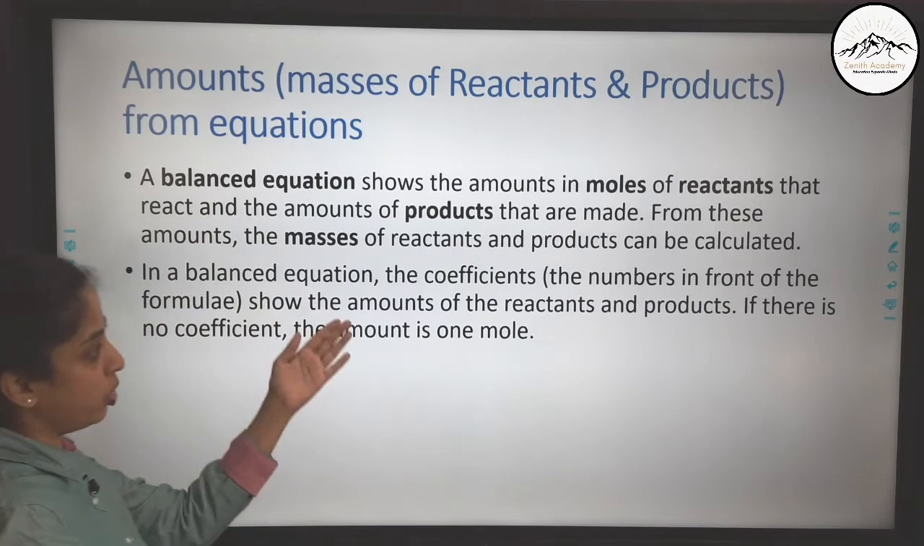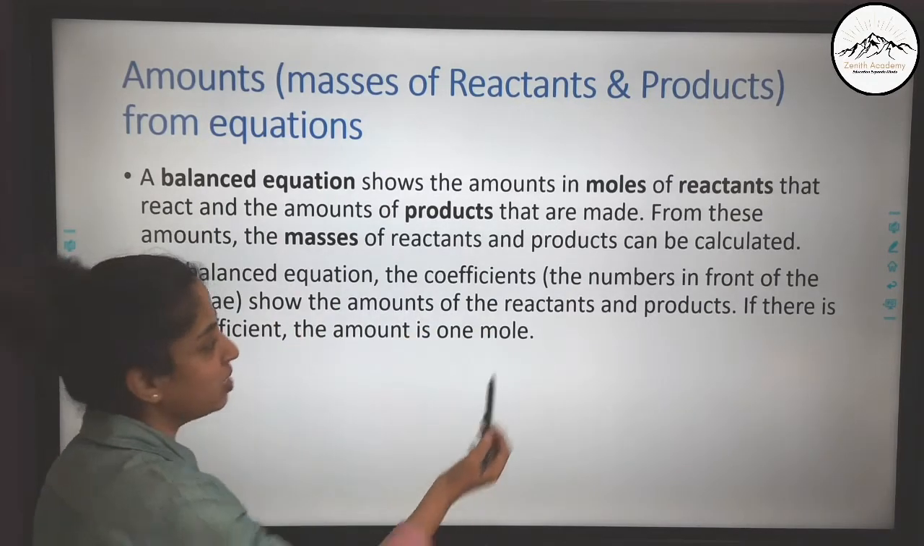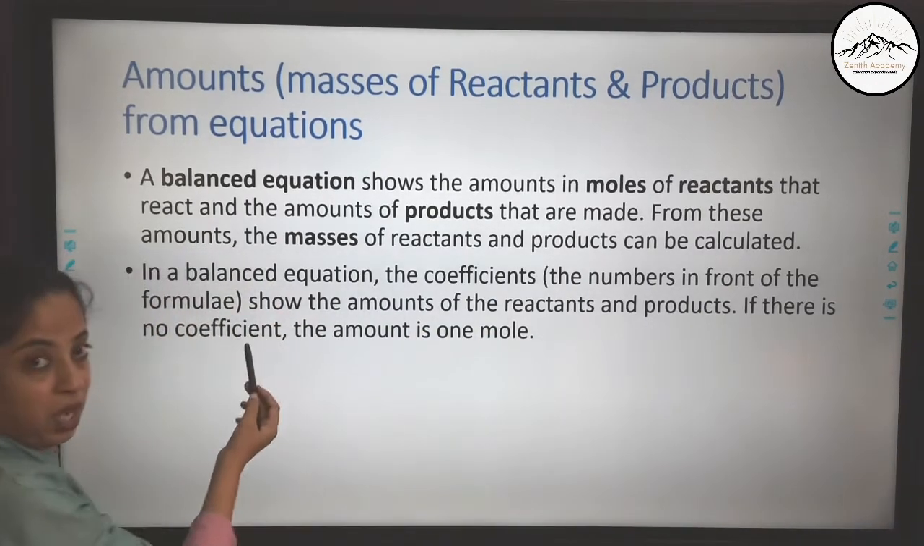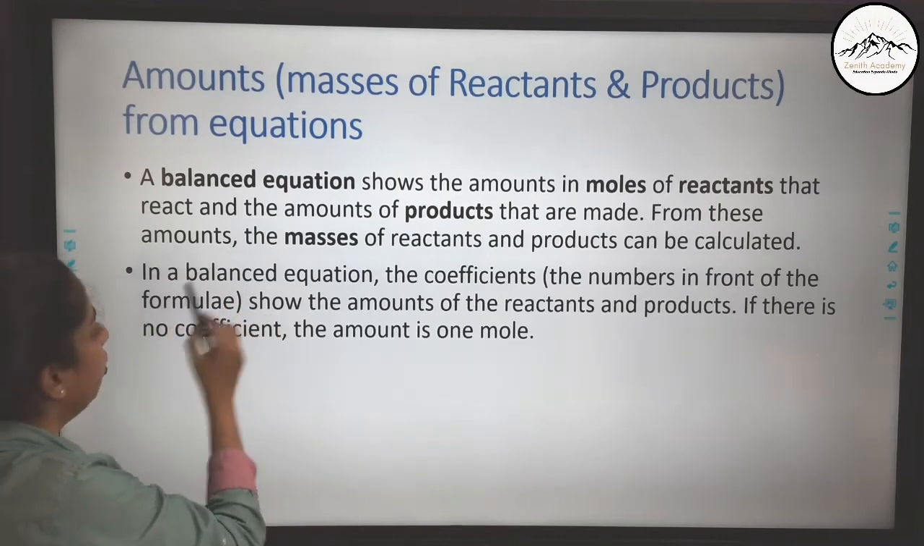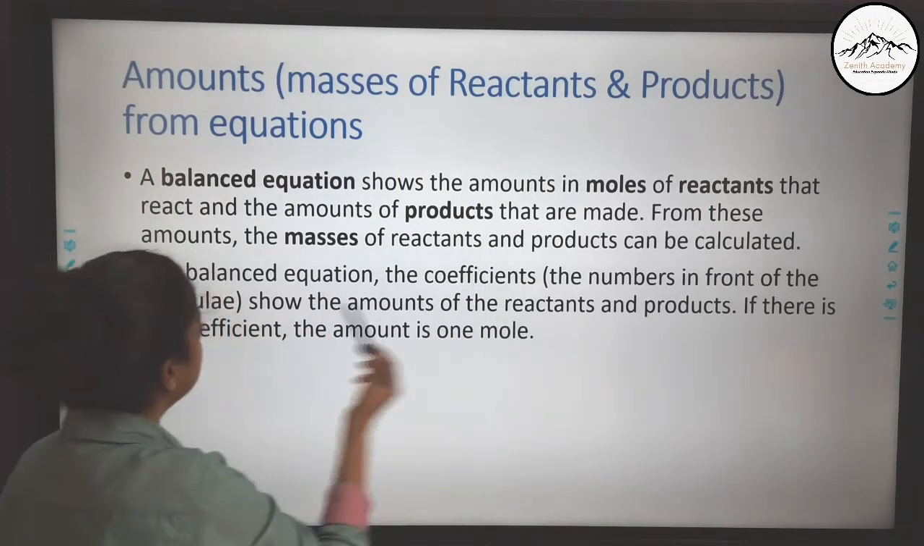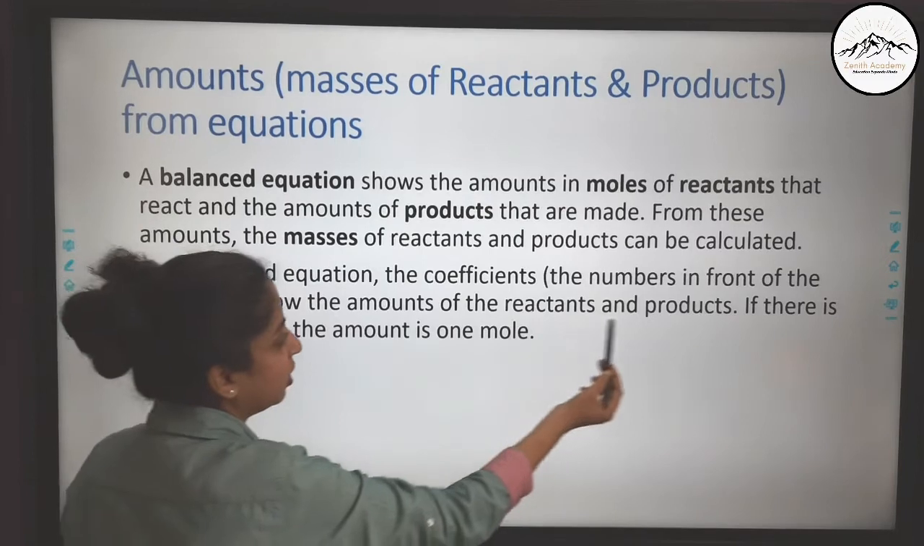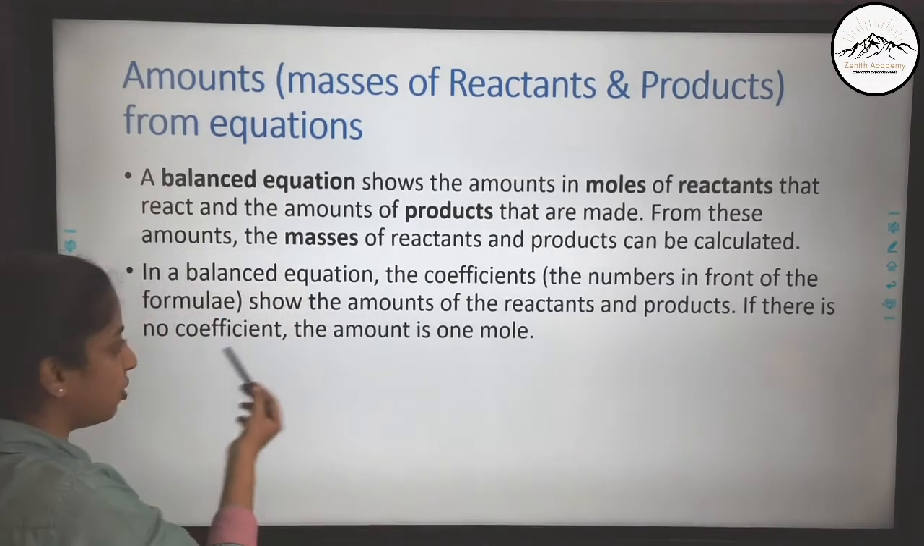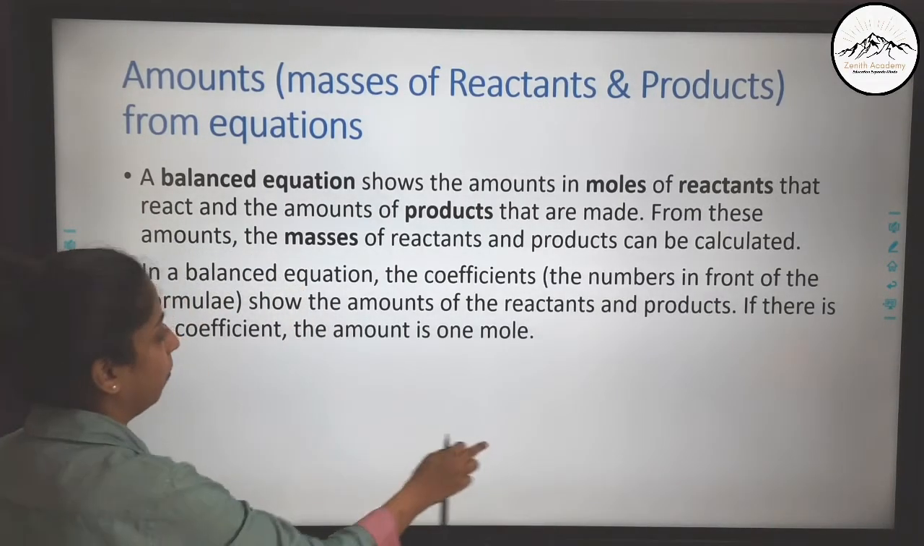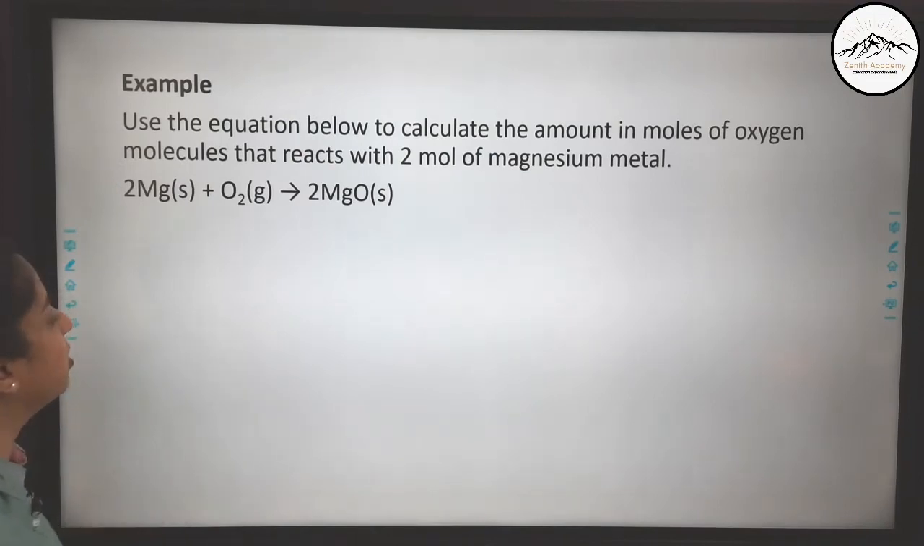In a balanced equation, the coefficient, that is the numbers in front of the formula, I showed you the two. So, in a balanced equation, the coefficients show the amount of the reactant and the products. So, if there is no coefficient, the amount is 1 mole. So, let's look at this example.